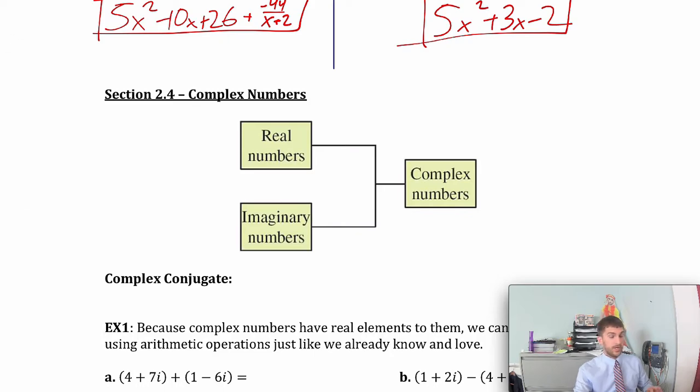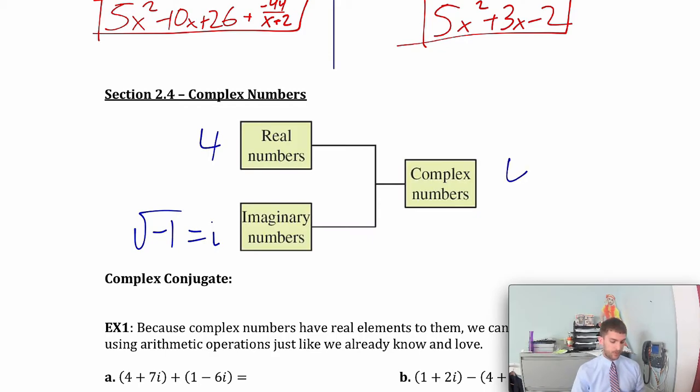Section 2.4 is all about complex numbers. So we've done complex numbers in the past, but let's just refresh ourselves. For example, a real number is the number 4. The imaginary number, by definition, is the square root of -1, which we define as i for imaginary numbers.